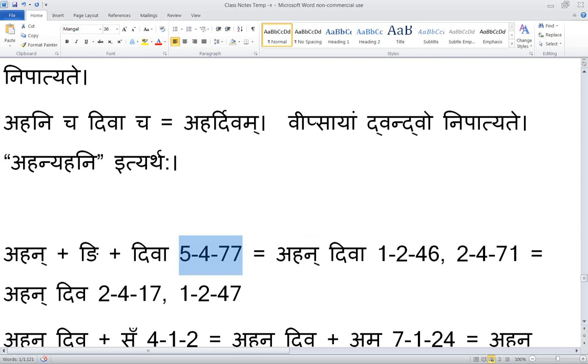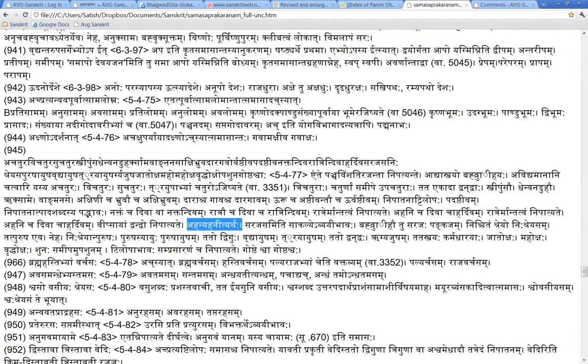Ready-made form is given to us. So this is Ete Panchavimshati, which is Ajantaha Nipatyate. Nipatyate. So Hanicha Divacha Ahar Diva. So Ahar Diva is given as a ready-made form to us. Ahar Diva is a ready-made form.